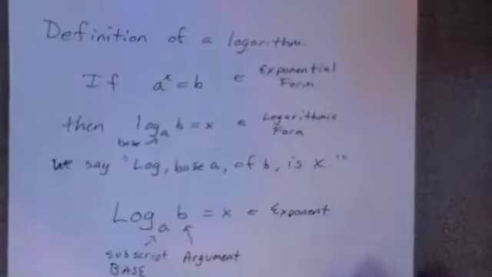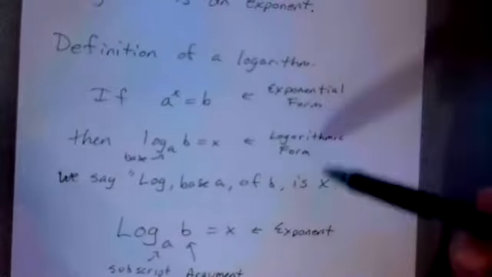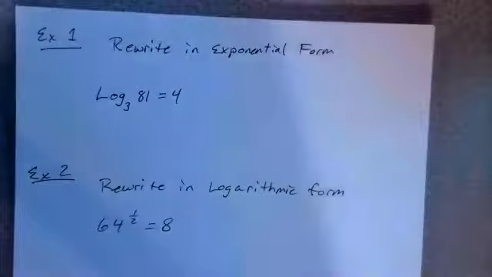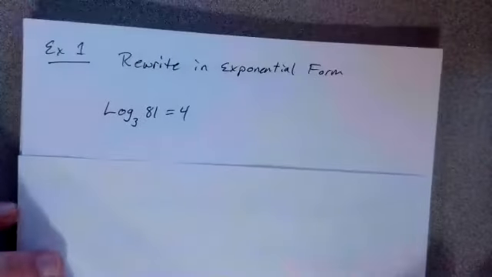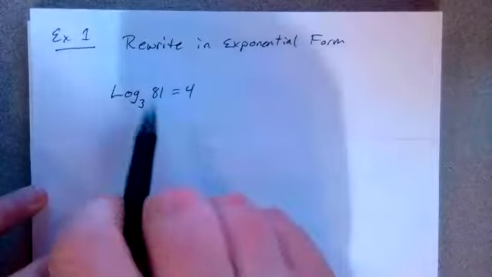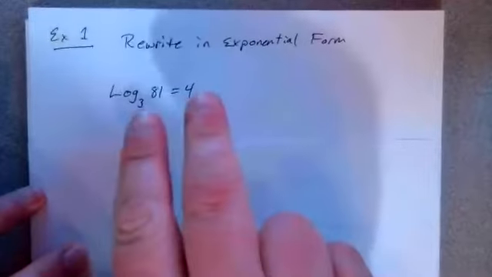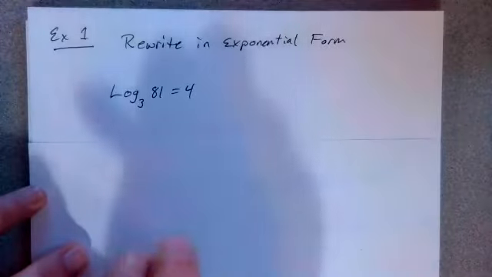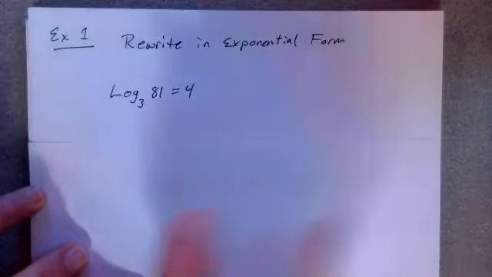All right, so let's practice going from exponential to logarithmic and logarithmic to exponential form. Our first one here: rewrite into exponential form. Currently it's in logarithmic form and we want to switch it into exponential form. Remember the 2 key ingredients: 1, the base stays the same, and 2, the argument and the exponent switch.